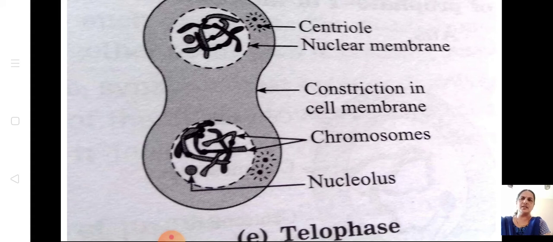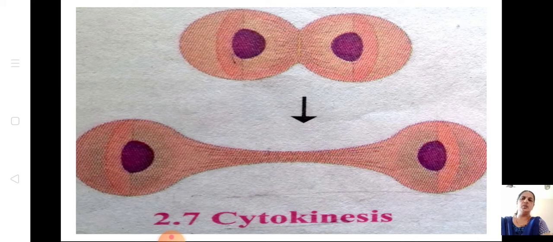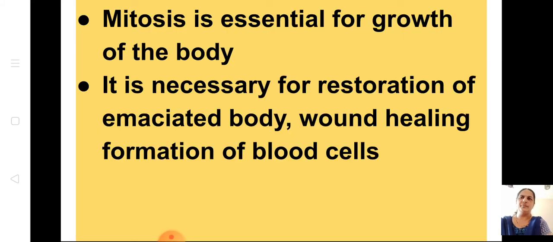Then constriction in the cell membrane, there is cytokinesis taking place. Constriction takes place in between the cell, and you can see here two daughter cells are formed, which are of similar type. There is no change in each cell, because it is divided into two cells, so cytokinesis takes place and two daughter cells are formed. Okay, that is why this mitosis is essential.